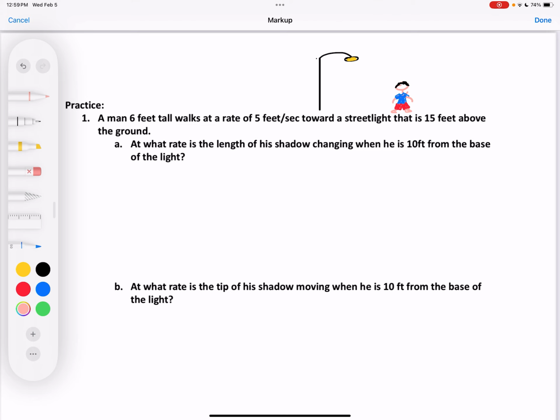All right, so I know that he is 6 feet tall, which means that my street light is not proportional, but that's okay. It's not to scale.